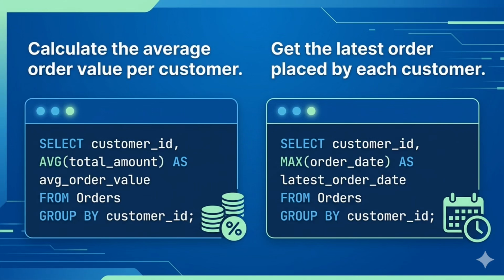Here's the logic. For each customer, the max order date function identifies the most recent purchase date. The outcome? You instantly know when each customer last placed an order. This type of query is widely used in customer engagement analysis, remarketing campaigns, and sales monitoring.